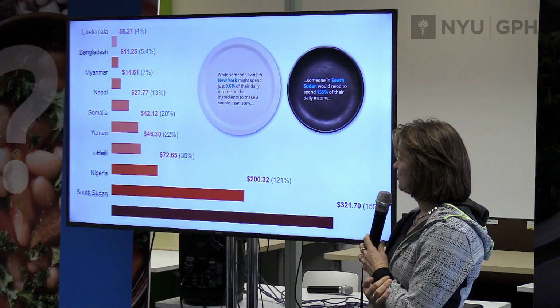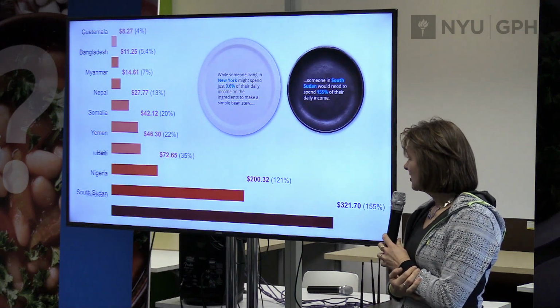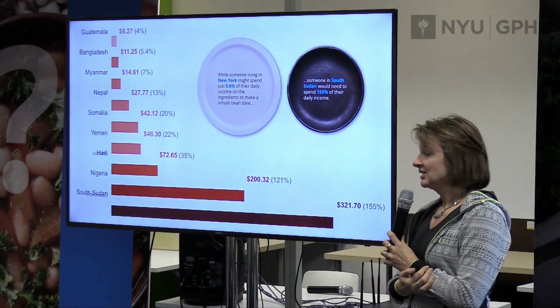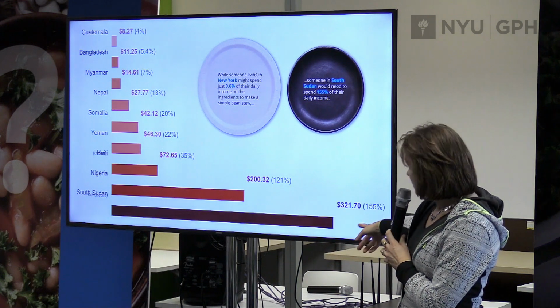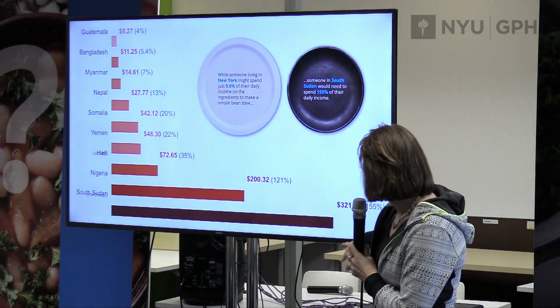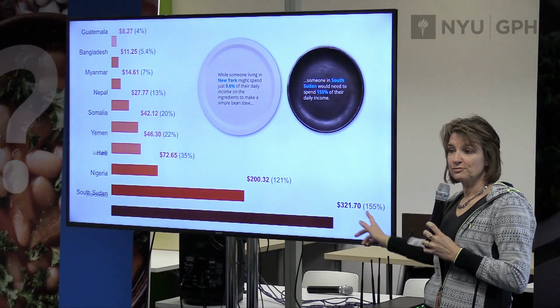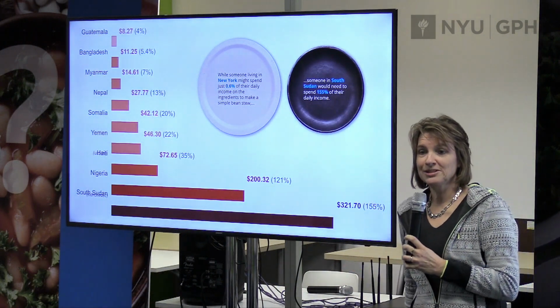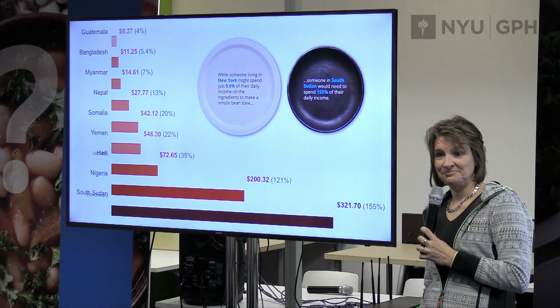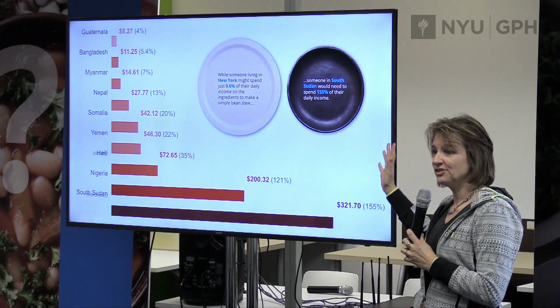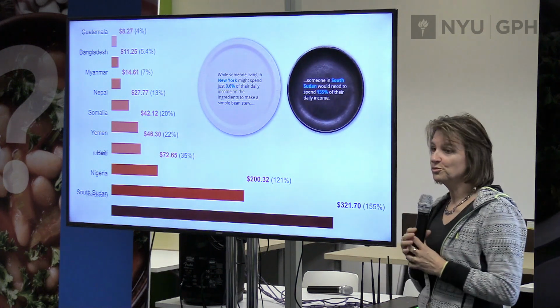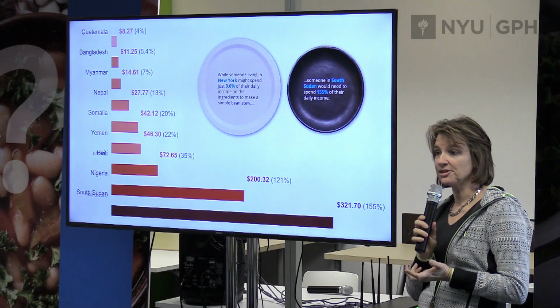In Yemen, it's 46. In Nigeria, it's 72. And we have South Sudan here at the bottom. One meal is 155% of what the person has available to spend in a day, so it's not even possible. So here you really see how cost of food is actually a major barrier.